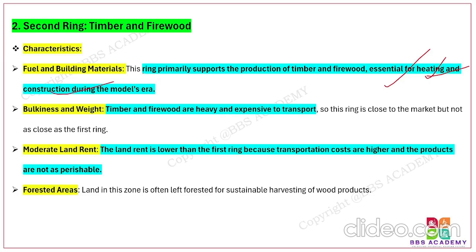Okay, so if we see the land rent of this zone, the land rent is lower than the first ring or first zone because of the higher transportation cost, and the products are not perishable. In the previous ring we see that the products spoil in a shorter time. But in this zone, the wood and timber-like products are less perishable.